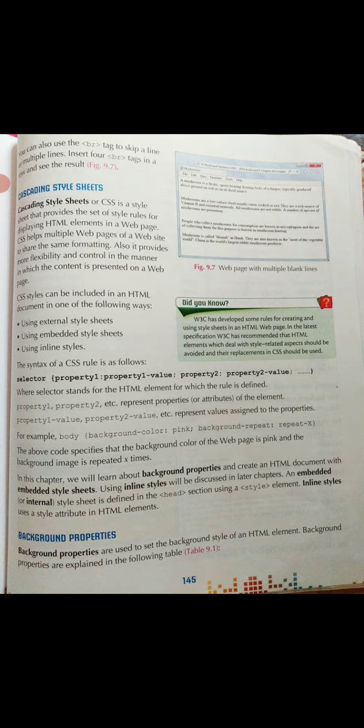Then you see your background properties. Background properties are used to set the background style of an HTML element. Background properties are explained in the following table. So here it is, background properties are basically used for setting of our background image in an HTML element.